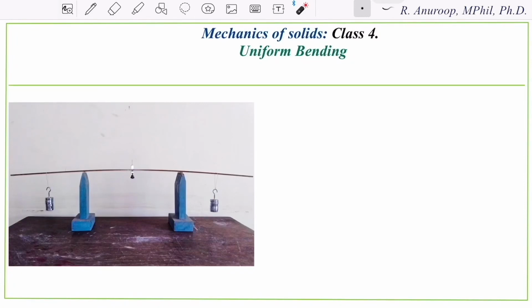Hello everyone. This is the fourth class on the mechanics of solids. In this class, we will study uniform bending. What is meant by uniform bending?